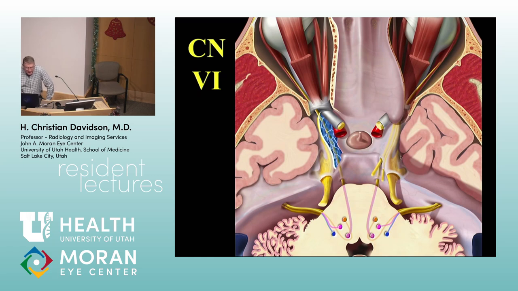Six. So six has its nuclei at the dorsal mid-pons, back here at the anterior margin of the fourth ventricle. And we know there's this relationship between the nucleus of 6 and the fibers of 7 that have to come around it, causing the facial colliculus right here at the surface of the ventricle. So 6 comes forward through the mid-pons, and exits at the bottom of the pons right here. It ascends in the pre-pontine cistern, goes through this little dural reflection called Dorello's canal, and then into the cavernous sinus and ultimately through the superior fissure.